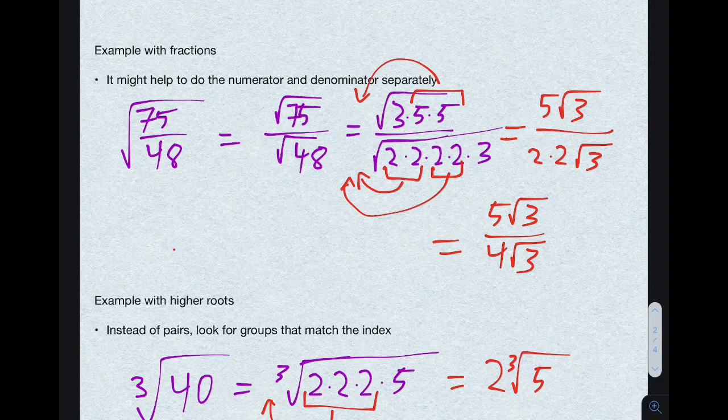So if we have here root 75 over 48, we can say just root 75 is the same as, if we factor 75, 3 times 5 times 5. So root 3 times 5 times 5. We've got a pair of 5s we can bring out, so that's 5 root 3. On the bottom side, root 48, if we factor 48, that's 2 times 2 times 2 times 2 times 3. We've got 2 pairs of 2 to bring out. So on the outside we have 2 times 2, and we still have a root 3 left behind. So in a simplified form, on the top we have 5 root 3, and on the bottom 4 root 3.